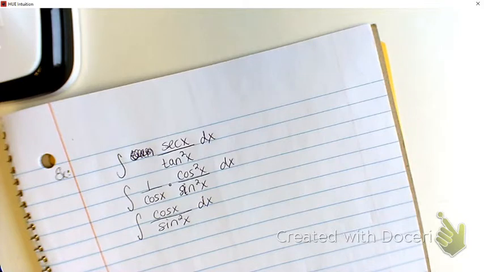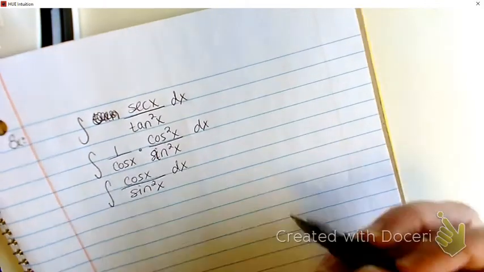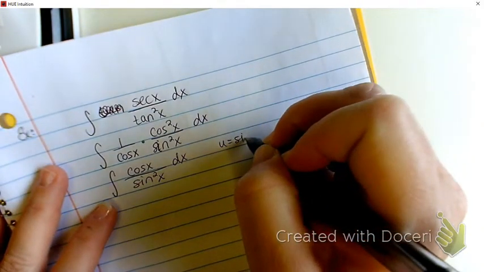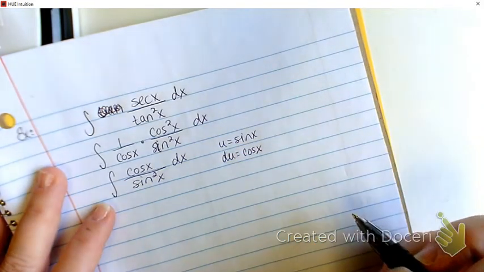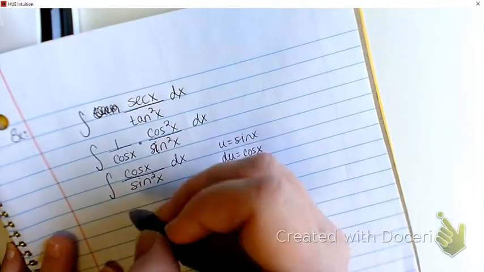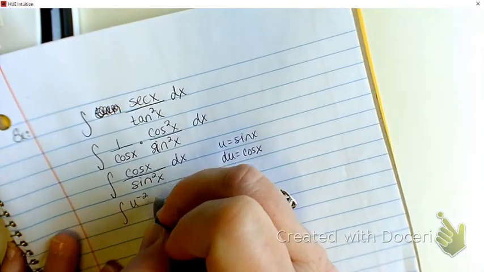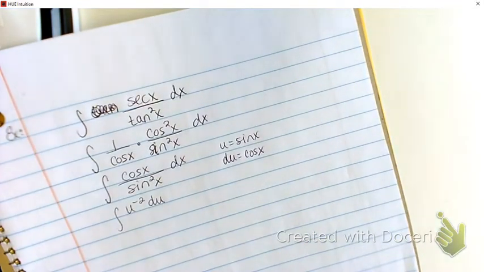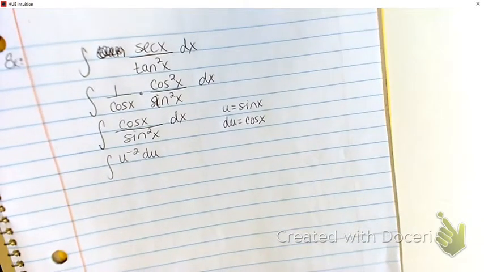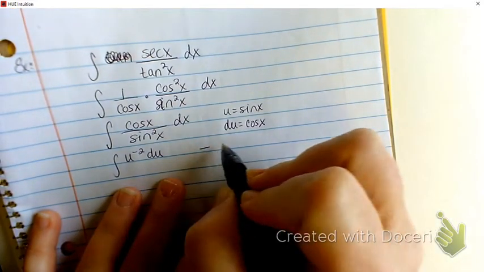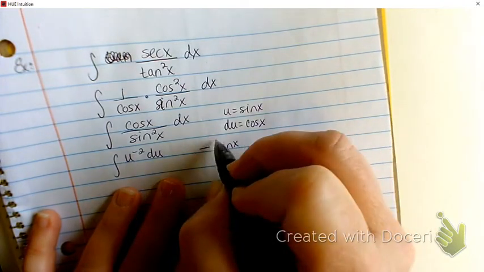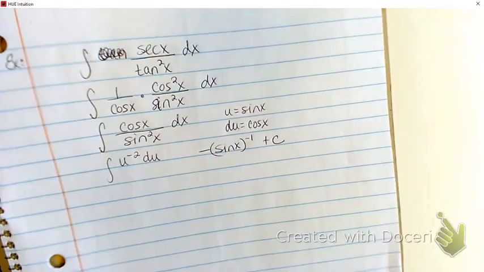Because sine is the part raised to the power, I'm going to let u be sine, and du is going to be cosine. So this is just the integral of u to the negative 2. And so then I want to do the antiderivative, which really just means I want to add 1 and divide by it. So I get negative sine of x to the negative 1 plus c.